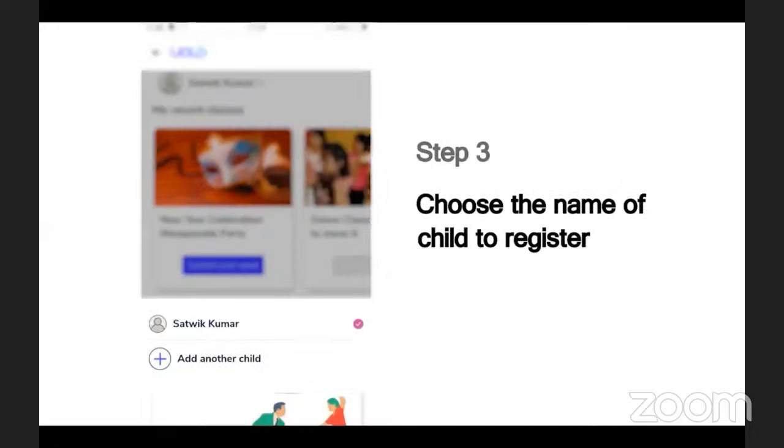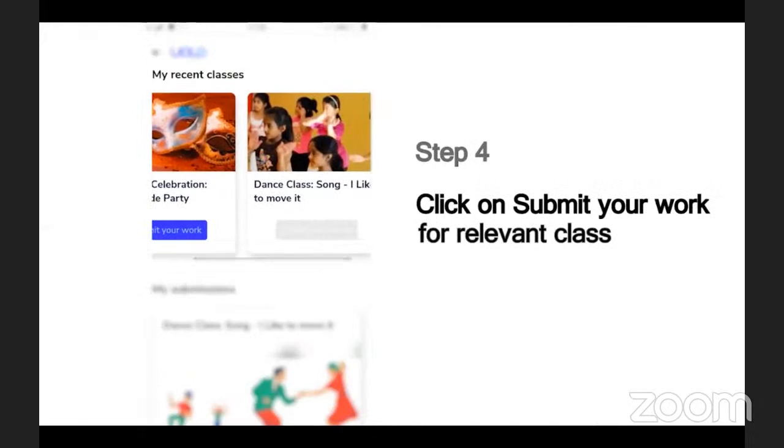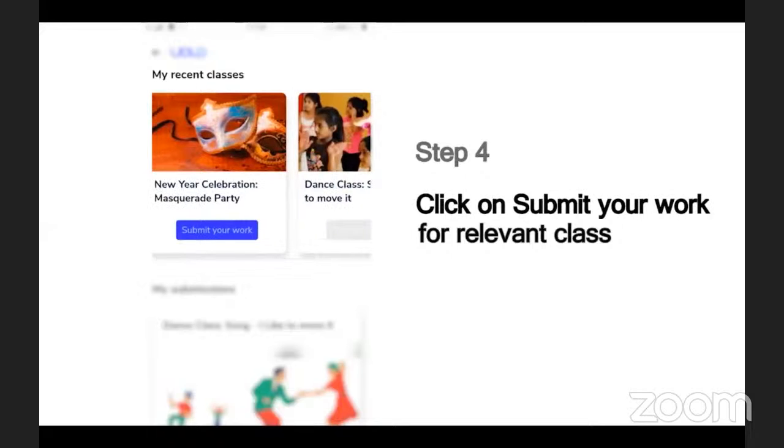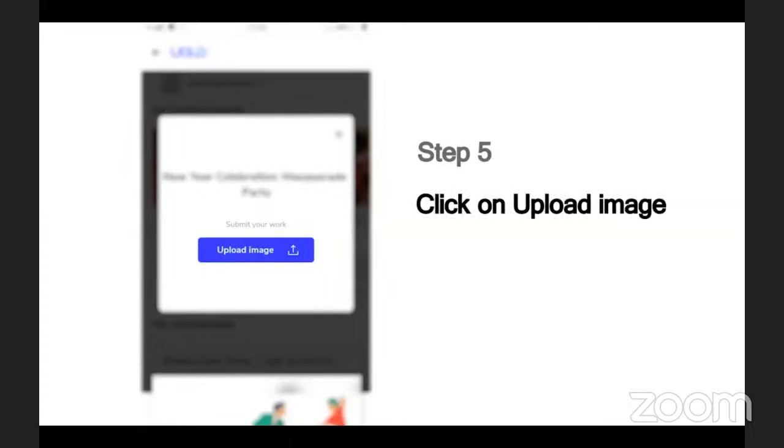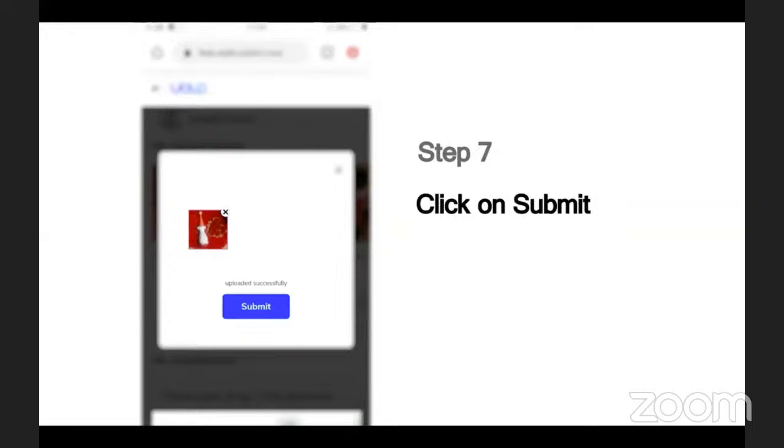Next, it will show you the list of children whose names are registered in this mobile number. Choose your name from this list to submit your work. For instance, if you are Satvik Kumar, choose that name. And then choose the class for which you would like to make your submission. For example, if you've attended the New Year's Masquerade Party session and you'd like to make the submission for this class, click on the Submit Your Work button below that. And then upload the photo you've taken. Choose the image from your phone and click Submit.